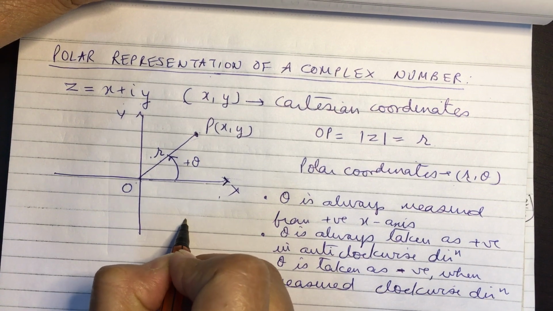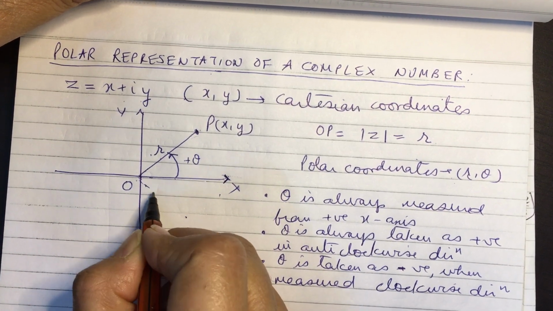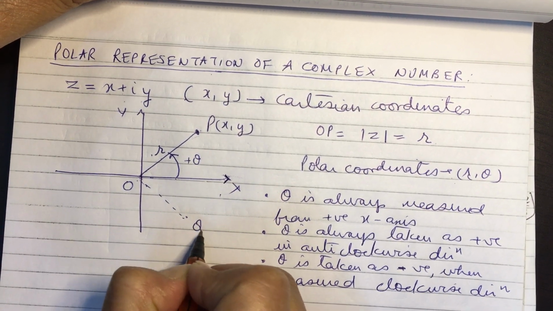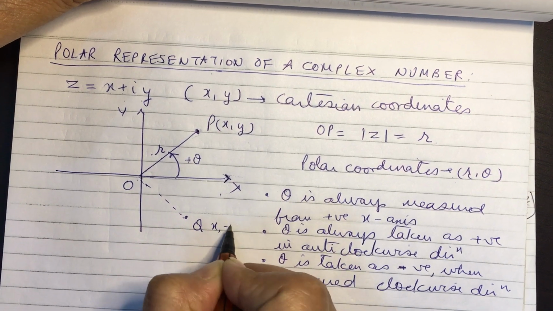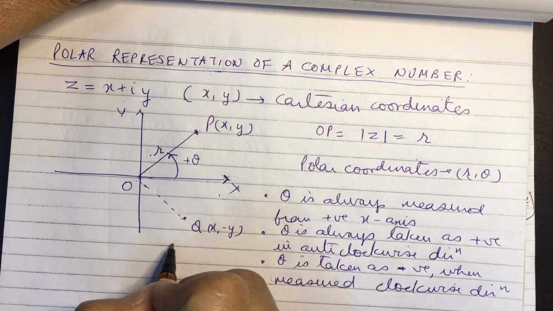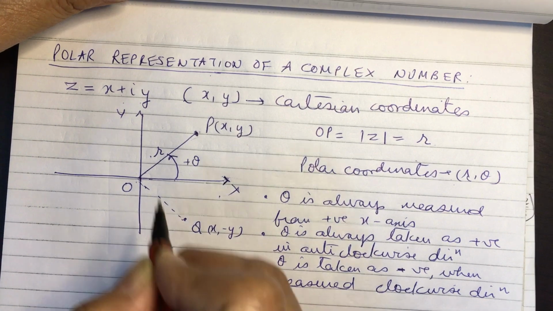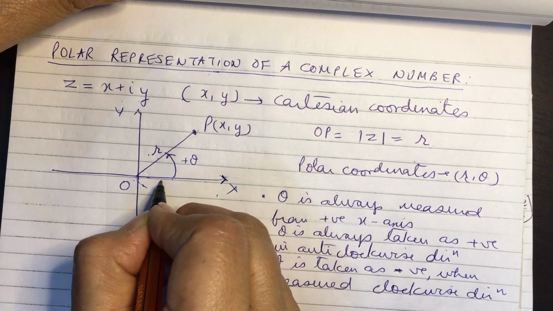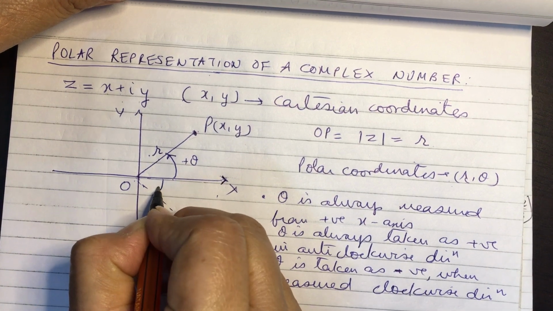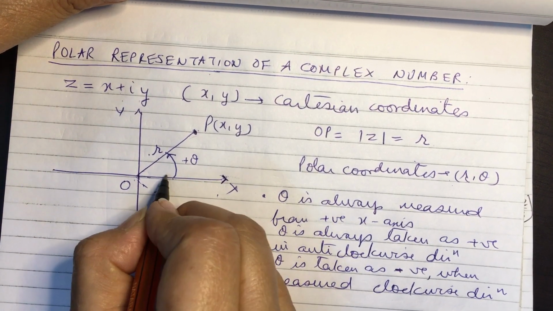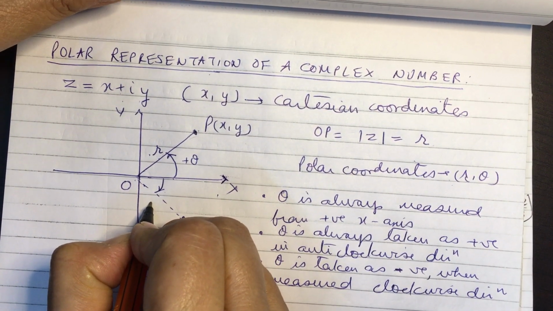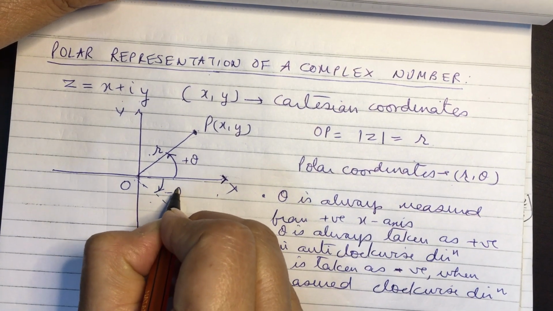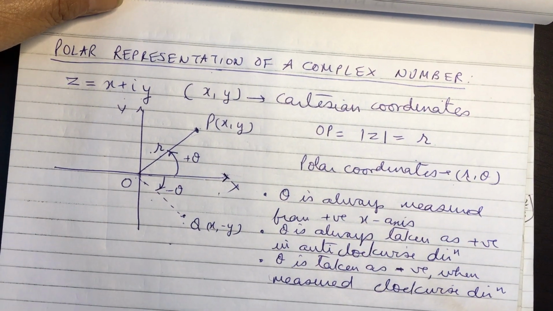Whereas, let's take another point which is x comma minus y, suppose it was in the fourth quadrant, then to be able to reach OQ, we would have had to execute the angle in the clockwise direction, and so here the angle would be negative.